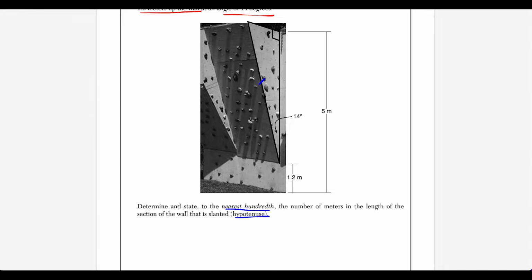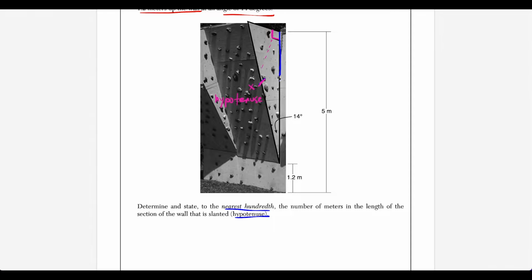So this is this piece over here, and let's use a color that actually pops out. So we're going to find this here. We're going to call it X, and that's our hypotenuse. So how do we know this is the hypotenuse? Well, we know it's the hypotenuse because it's across from the right angle over here in this section of the wall. So now we're going to go ahead and label some of the other sides.